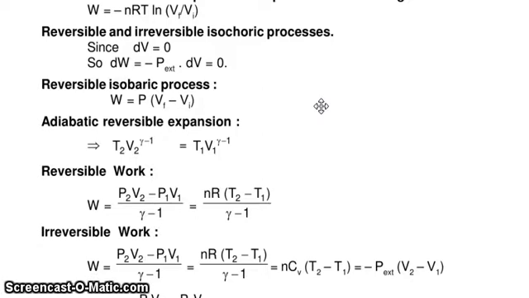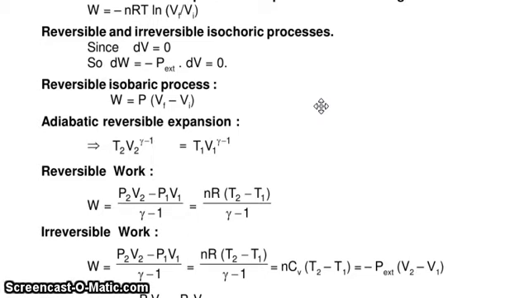Friend, for reversible and irreversible isochoric process, since dV is equal to 0, so dW is equal to minus P external dot dV, which is equal to 0. Now friend, reversible isobaric process, W is equal to minus P times V final minus V initial.